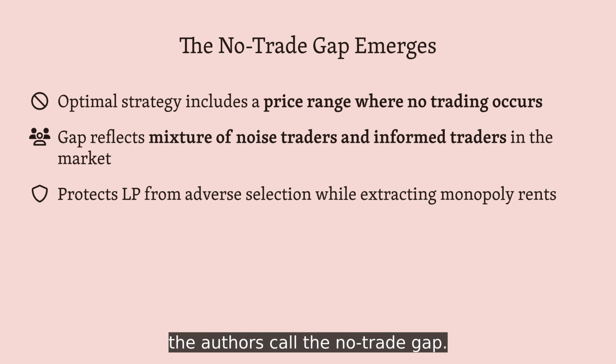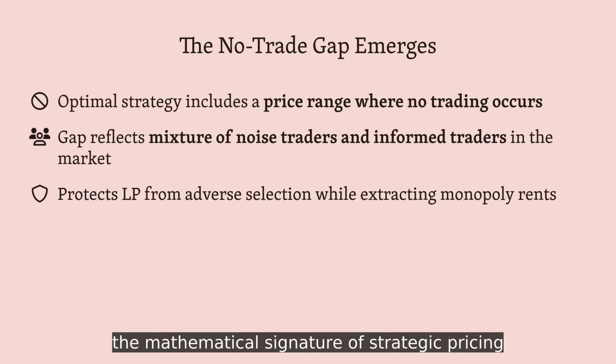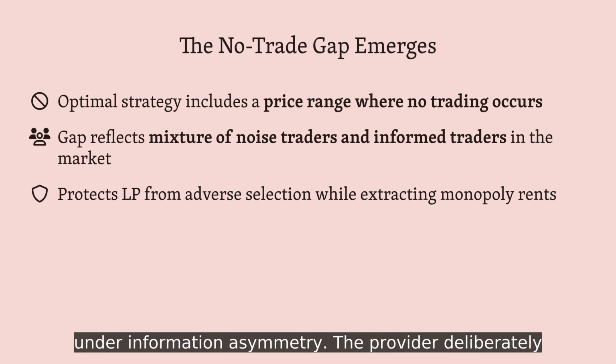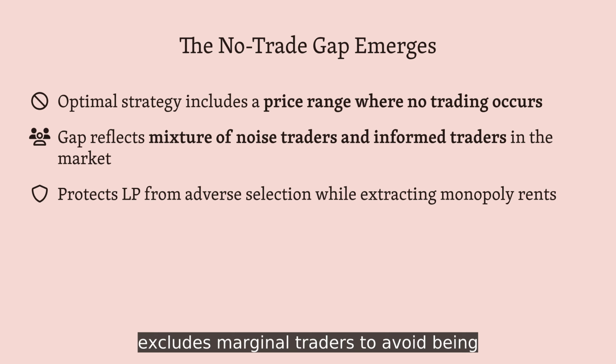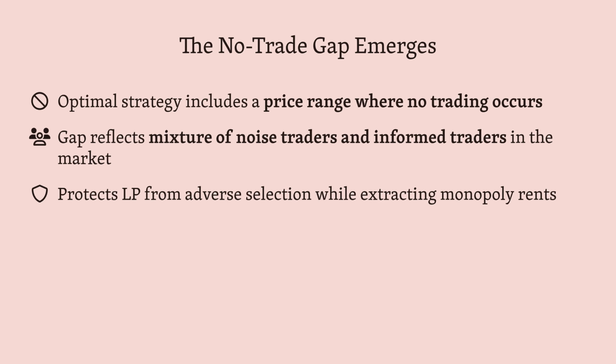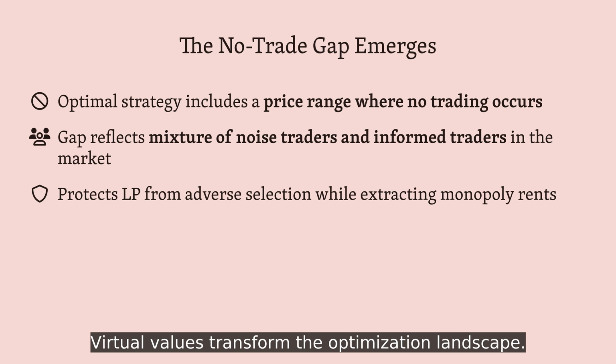The most striking finding is what the authors call the no-trade gap. Under optimal strategies, there exists a range of reported prices where the liquidity provider refuses to trade at all. This gap isn't a bug, it's the mathematical signature of strategic pricing under information asymmetry. The provider deliberately excludes marginal traders to avoid being picked off by those with superior information.